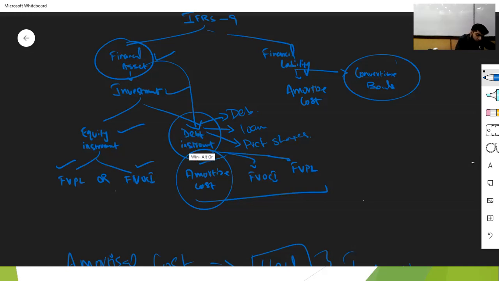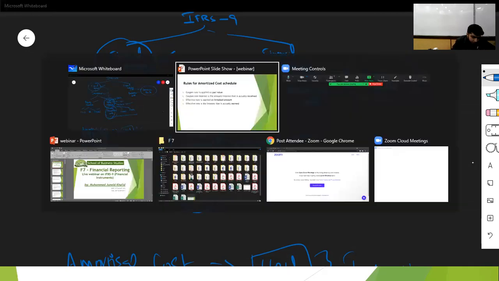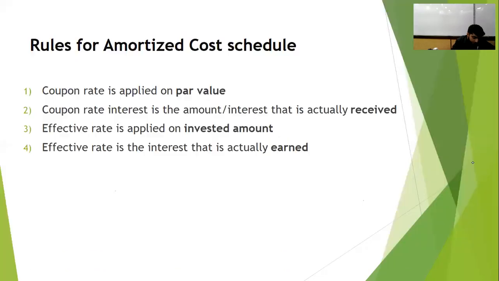So now we are going to record the investment in debt instrument through amortized cost. I hope it's clear so far. Is it clear to everyone? Yes, all participants, please respond to me. Is it clear to everyone?